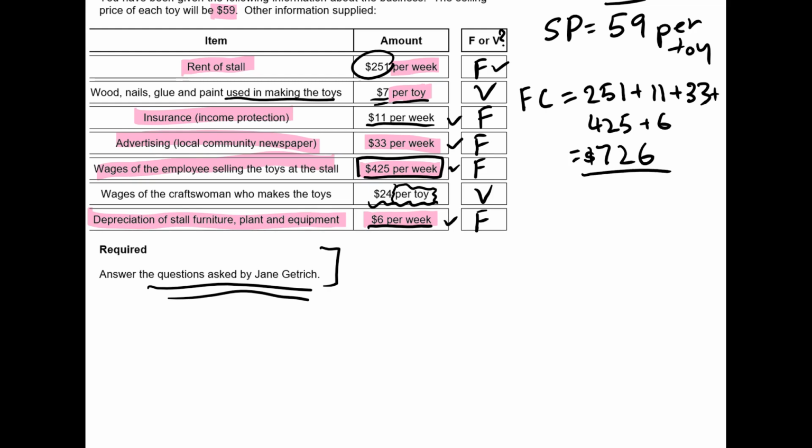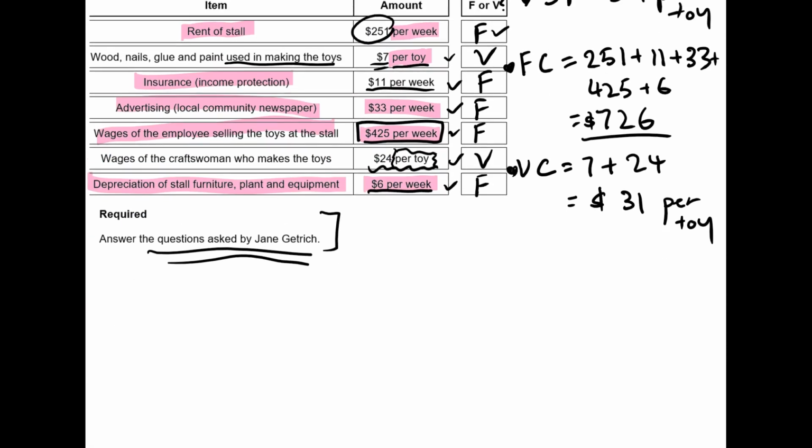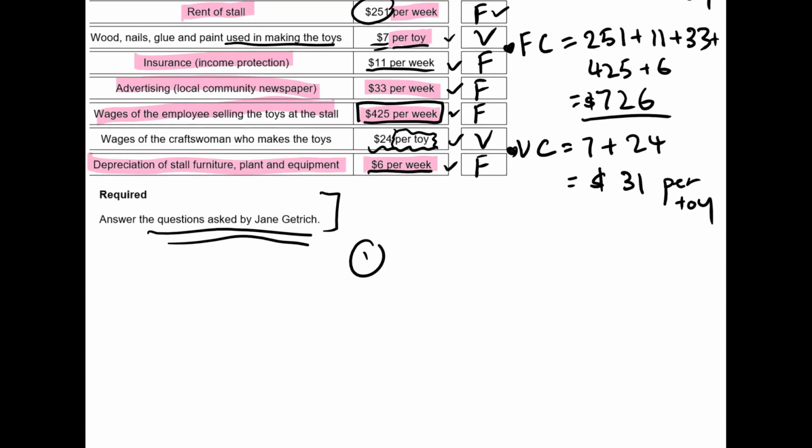While your variable expenses or your variable cost equals $7 per toy plus $24 per toy, which equals $31 per toy. So you find out your selling price, your fixed cost and your variable cost in this question. Once you are done, you can try to find out your break-even point. So question number 1, they ask you to find break-even point in units.